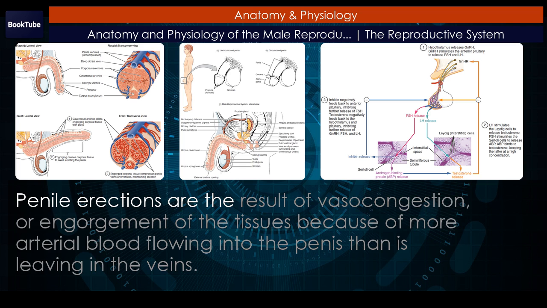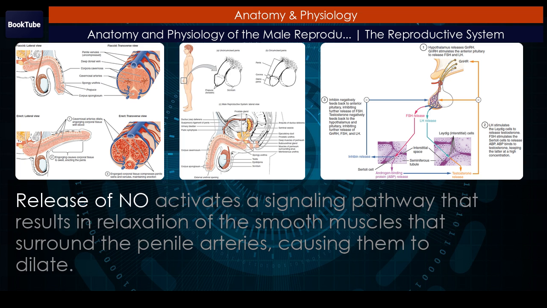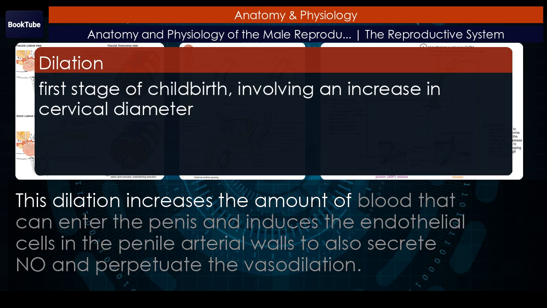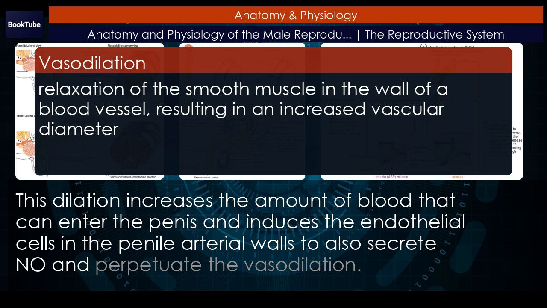Penile erections are the result of vasocongestion, or engorgement of the tissues because of more arterial blood flowing into the penis than is leaving in the veins. During sexual arousal, nitric oxide, NO, is released from nerve endings near blood vessels within the corpora cavernosa and spongiosum. Release of NO activates a signaling pathway that results in relaxation of the smooth muscles that surround the penile arteries, causing them to dilate. This dilation increases the amount of blood that can enter the penis and induces the endothelial cells in the penile arterial walls to also secrete NO and perpetuate the vasodilation.